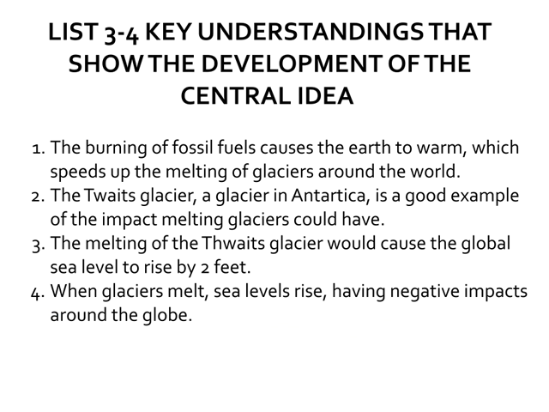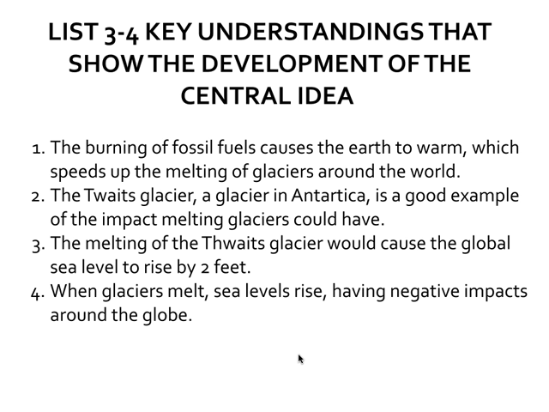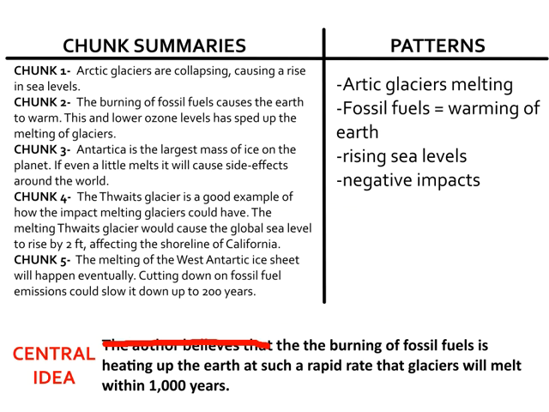So I want to move on to my next couple sentences, and those are going to be key understandings that show the development of the central idea. They're going to be 3 to 4 of the most important ideas that the author develops within the text. So when I came up with these, I actually used mostly the language from my chunks, from my summaries of key ideas for each section or chunk. So I just took some of these and I made those my 3 to 4 key ideas or details. So number 1, the burning of fossil fuels causes the earth to warm, which speeds up the melting of glaciers around the world. 2, the Thwaites Glacier, a glacier in Antarctica, is a good example of the impact melted glaciers could have. 3, the melting of Thwaites Glacier would cause global sea levels to rise by 2 feet. And 4, when glaciers melt, sea levels rise, having negative impacts around the globe. Easy, right? It should come almost directly from my chunk summaries.